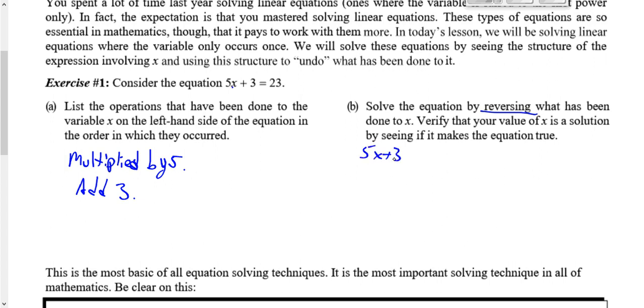5x plus 3 equals 23. So we'll undo the adding 3, right, working backwards by subtracting 3 from both sides of the equal sign. 3 would be the thing we want to subtract from both sides of the equal sign, okay? Which leaves us with 5x equals 20. And now we undo, go back up. This one, what undoes multiplying by 5? Huh? By 5, right? So then we divide both sides by 5.